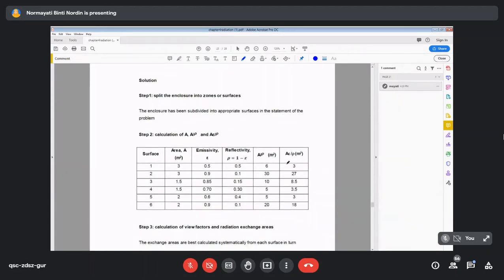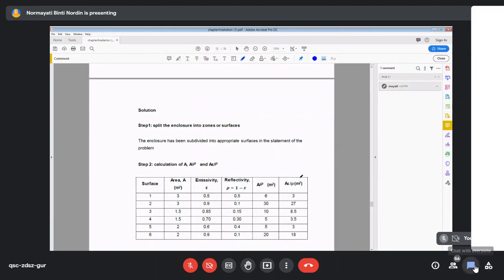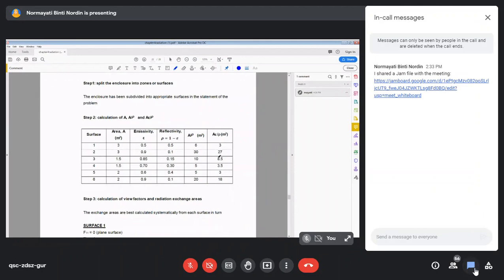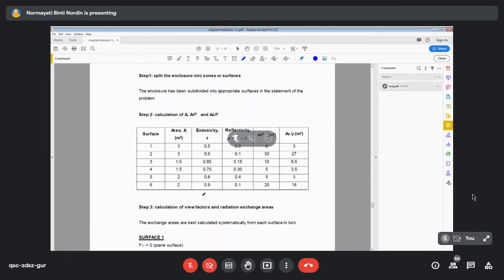If you have presented the value for each surface systematically like this, then later it is easy, you can pull the data back. So for whichever surface you want to calculate the heat transfer rate, you just refer to the table for A epsilon over rho. That's the reason why we do it in a systematic way.